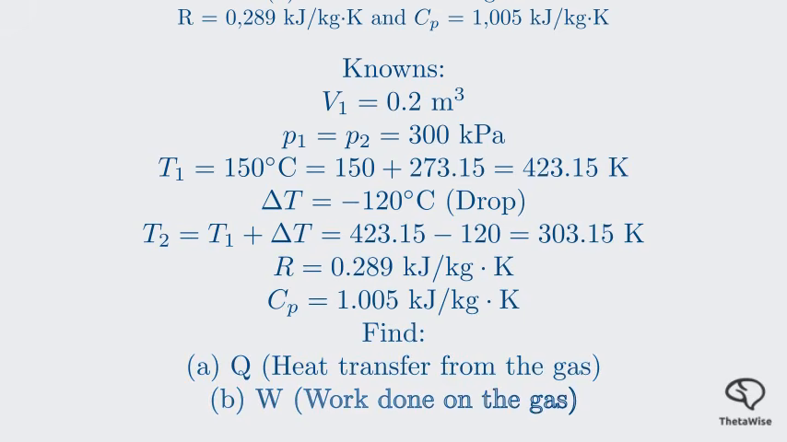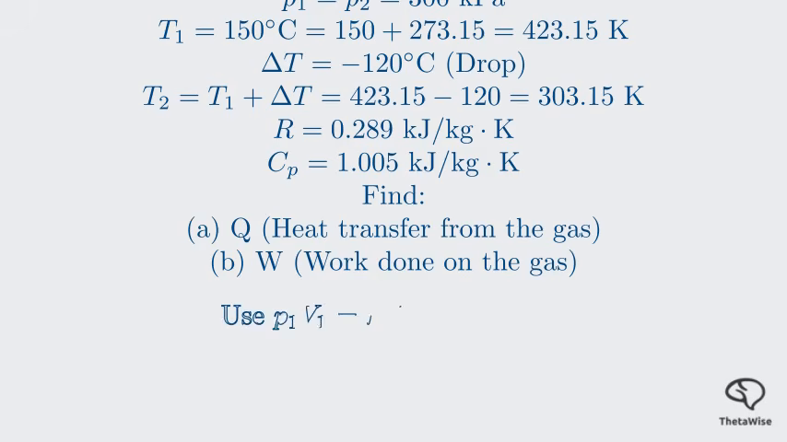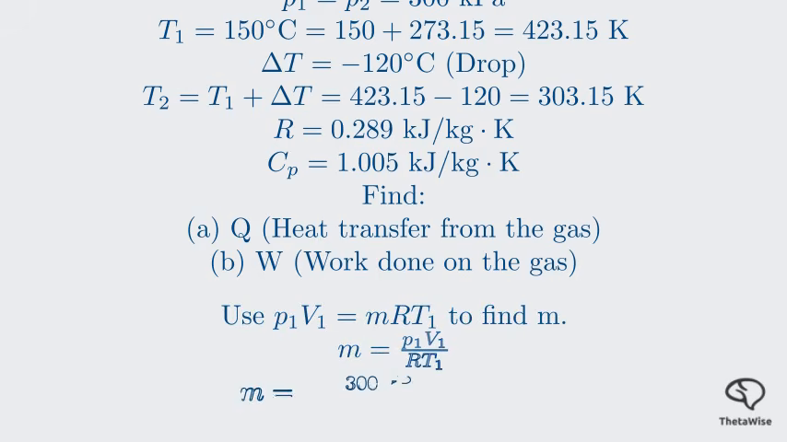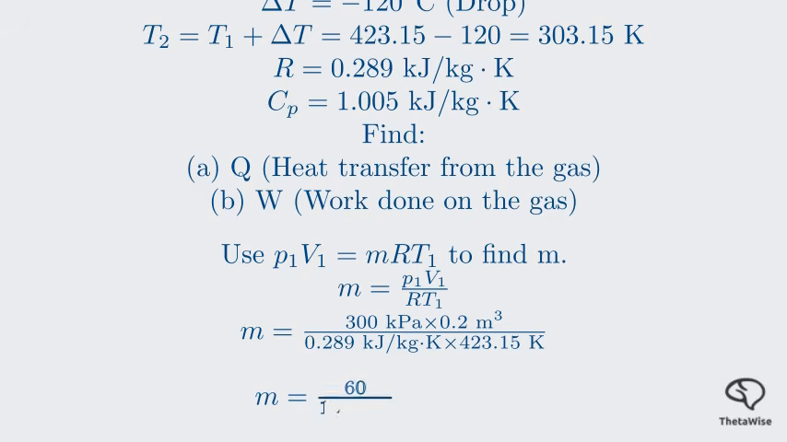We are given the gas constant R and the specific heat capacity at constant pressure, Cp. Before we can calculate heat and work, we need to find the mass of the gas, m. We can do this using the ideal gas law at the initial state. Using P1V1 equals mRT1, we can rearrange to solve for mass. We substitute our known values, 300 for pressure, 0.2 for volume, 0.289 for R, and 423.15 for T1. The calculation gives us a mass of 0.491 kilograms. Now we can proceed to find the heat transfer and work.